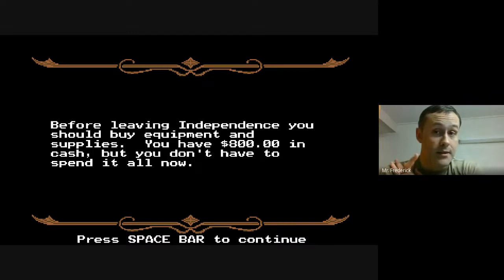However, supplies get more expensive the further you get away from Missouri.